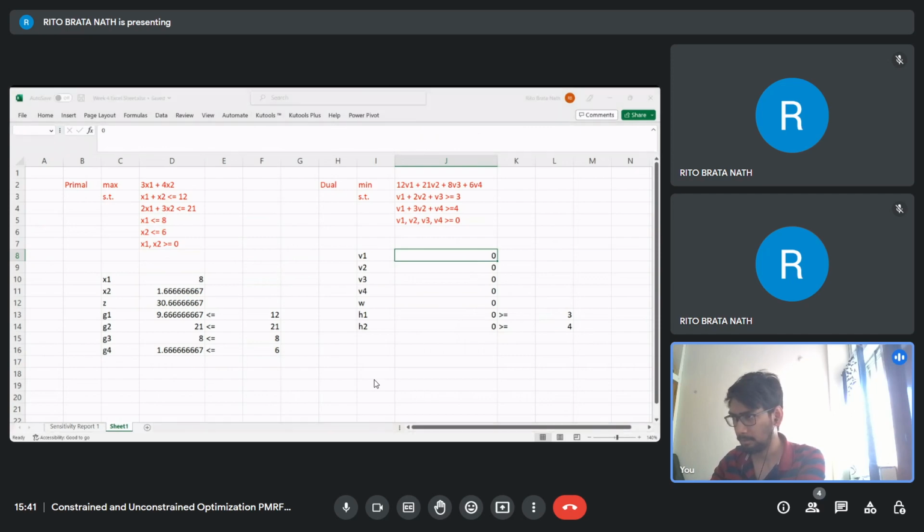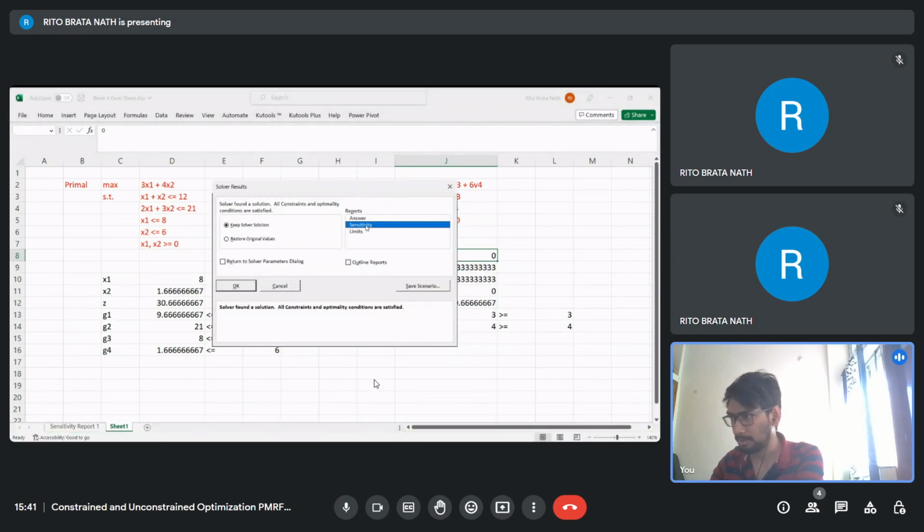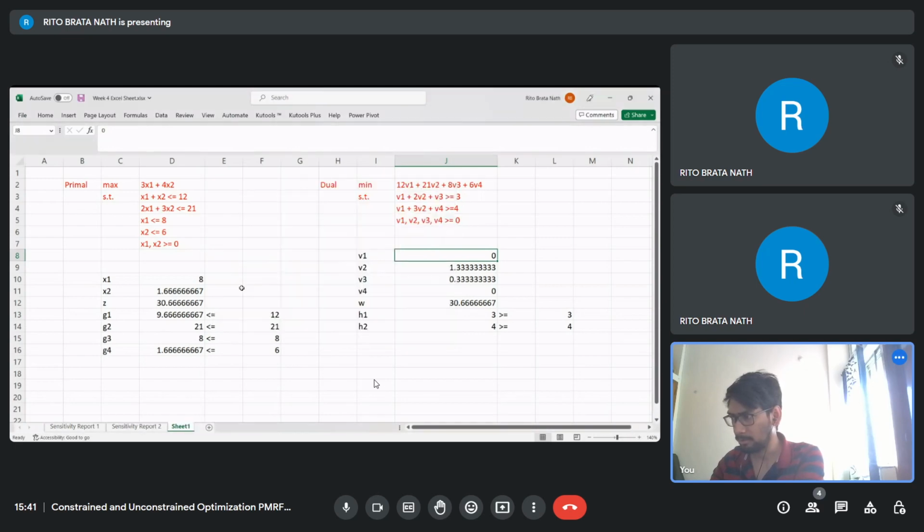Objective must be a formula. Okay, so let's see which one I picked. I have to pick J12 here. Sorry. I think others are fine. Yeah, so you can select sensitivity. Okay, keep solver solution and OK. So we got two sensitivity reports.